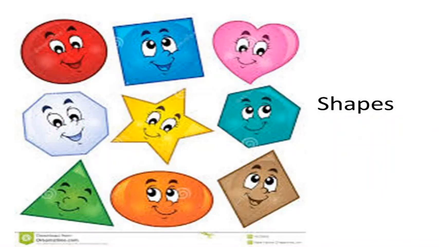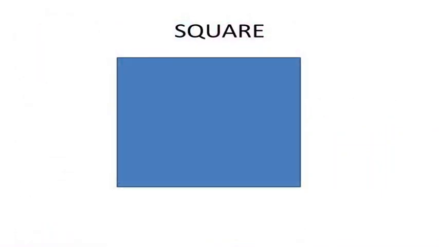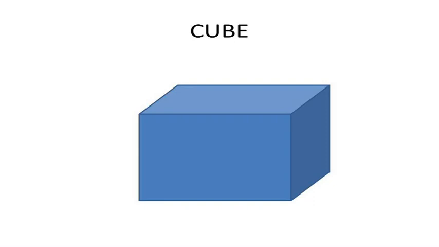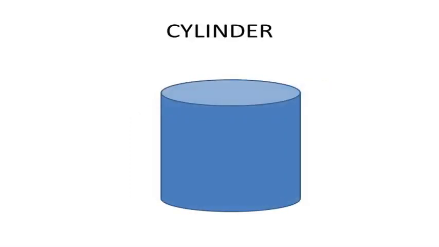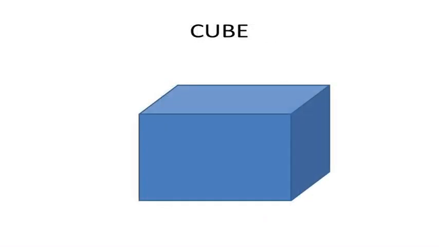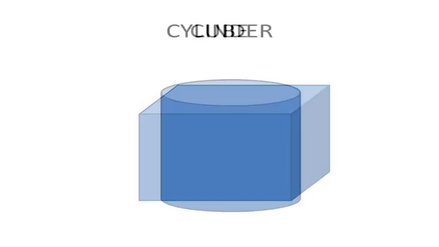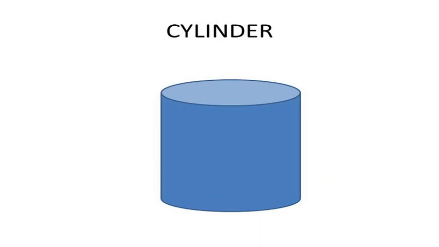Let's move on to the shapes. Square. A square has got 4 sides and 4 corners. Each side is equal, and that's why it is called as a square. It's a cube with the length, breadth, and the depth or the height. This is called as a cylinder, which is round, as you find in your bottles. Cube as you find in the ice cube, cylinder as you find in the bottles.